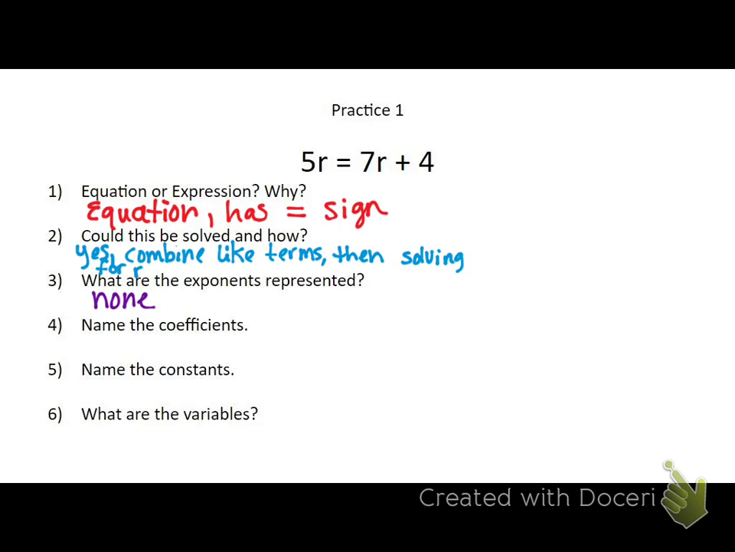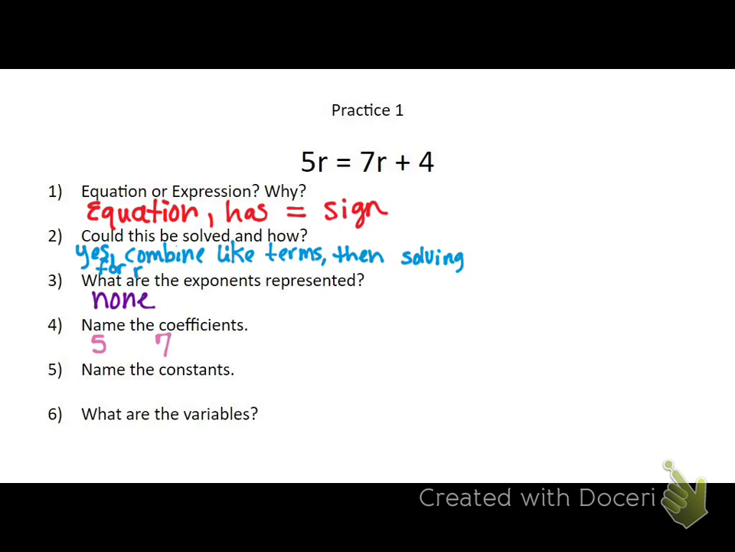Nick? 4. Nope. No, wait. Sorry. Oh, you add them together? Nope. 5. No, 7 and 4. Nope. What are the coefficients? 5 and 7. Why wouldn't the r be part of the coefficient? The coefficient is only the number that is being multiplied by the variable.